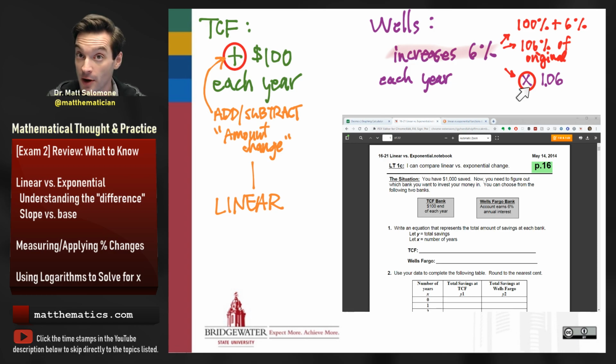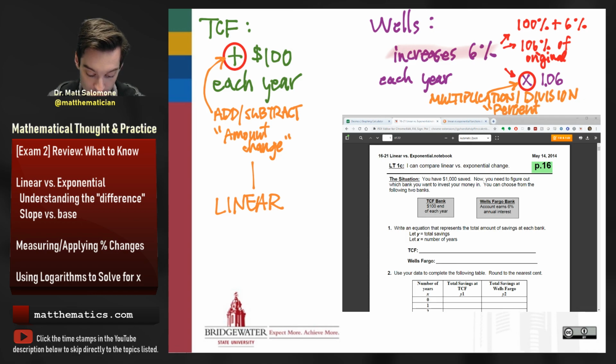Meanwhile, for the Wells Fargo account, there is a constant percentage increase in the balance at the end of each year. And so what that indicates to me is that the arithmetic that's being used to change my quantity this time is not addition or subtraction, but it's multiplication or division. And multiplication or division, when it changes a quantity, is changing that quantity by a percent, not by an amount. And it's a constant percent change that characterizes exponential functions.